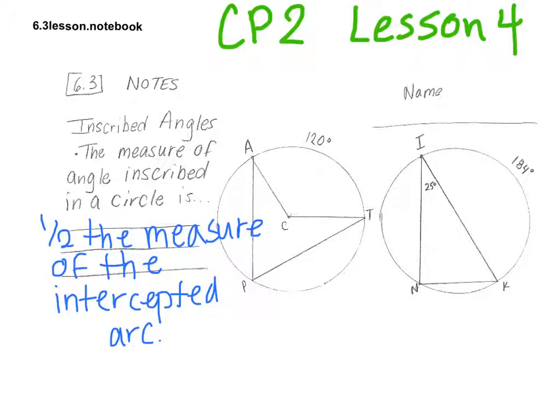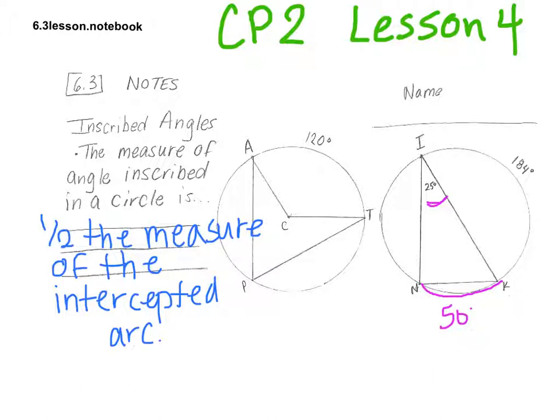Let's check your work from the first example. You should have noticed the inscribed angle I intercepts the arc NK. So, since the inscribed angle is half the measure of the arc, the measure of the arc must be 50 degrees.